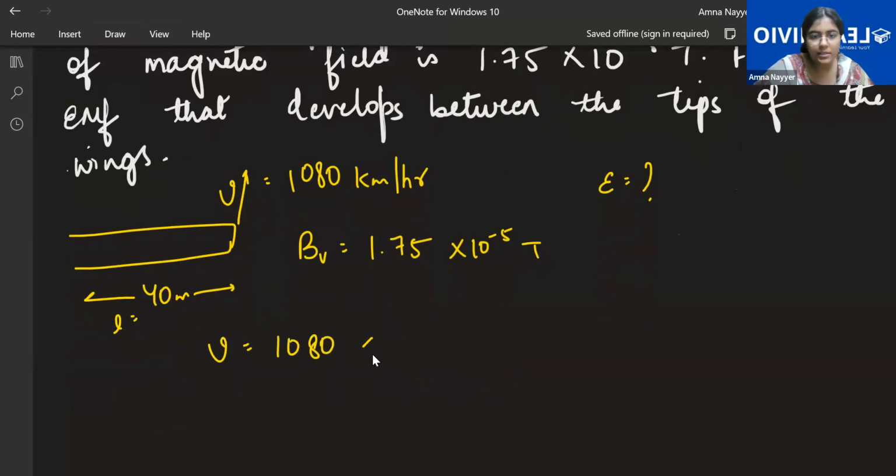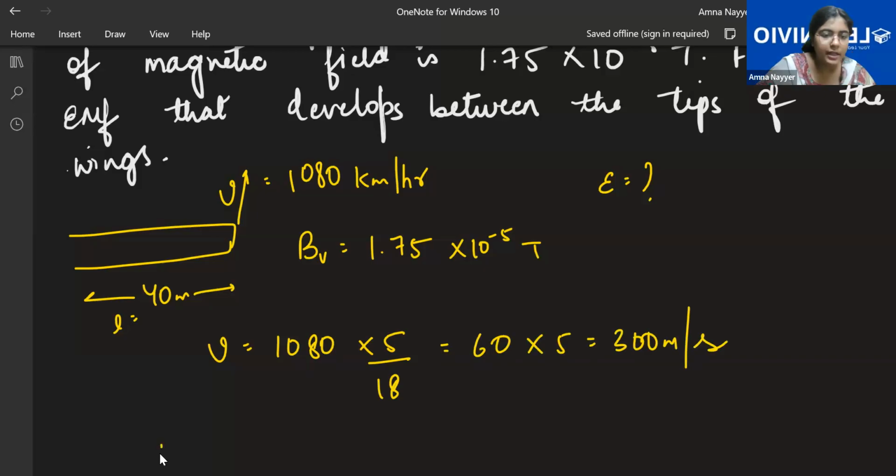So 1080 divided by 5 by 18. 1080, this is divisible by 18. 1080 by 18 is 60. All right, so that becomes 300 then. That makes it 60 into 5, which is 300 meter per second.